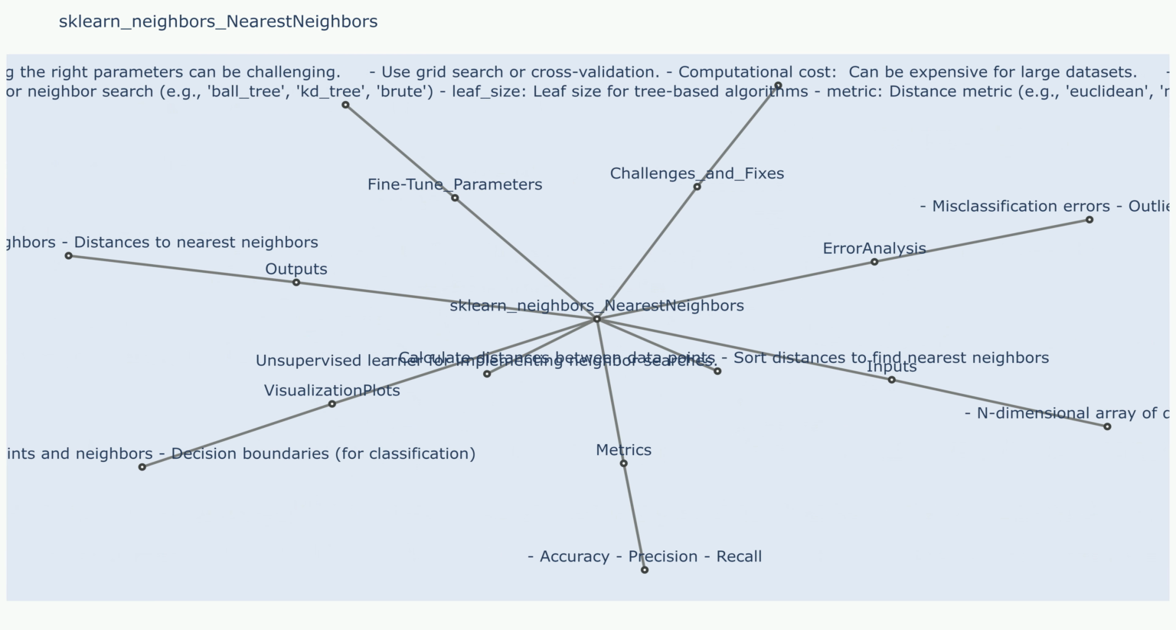Cosine distance: this metric measures the angle between two vectors, where a smaller angle indicates higher similarity. Visualization plots.